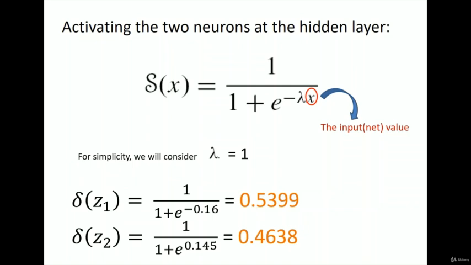When we plug in Z1, if we remember, Z1 is 0.16. So when you plug it in this equation, you're going to get 0.5399. And when you plug in the value of Z2, which is negative 0.145, so negative with negative becomes positive, and therefore the result of this equation is 0.4638. Realize that both of them are scaled to a value between 0 and 1. So this is the output of the activation function.